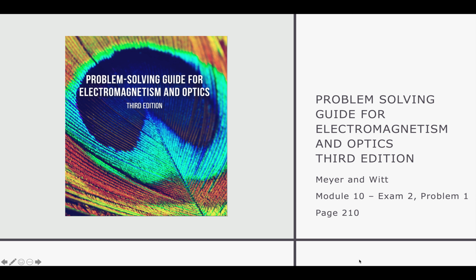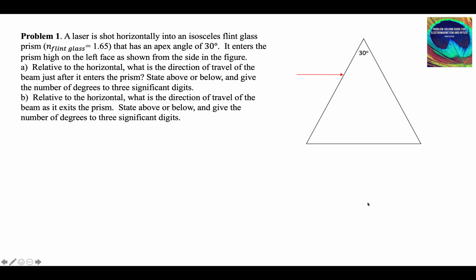This is a walkthrough of Problem 1 on Exam 2 of Module 10 in the book Problem Solving Guide for Electromagnetism and Optics. Problem 1. A laser is shot horizontally into an isosceles flint glass prism. It has an index of refraction of 1.65, and an apex angle of 30 degrees.